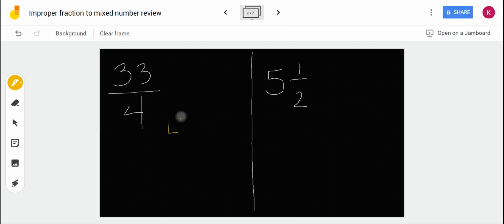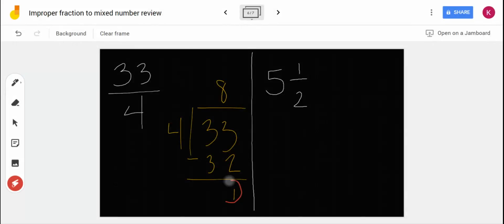If I solve these, I know that I need to take my 33 and divide it by 4. I know that 4 goes into 33 8 times, and 8 times 4 is 32. I subtract these and get 1 left over. So now my 1 down here becomes my numerator, and my denominator stays the same. So my denominator is 4. So I know that 33 over 4 is the same as 8 and 1/4.